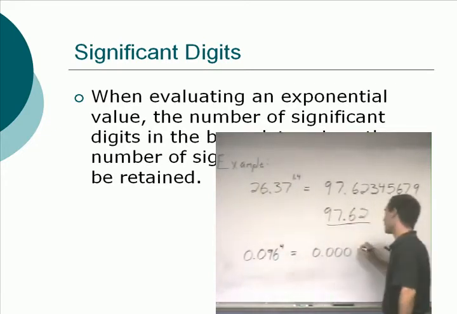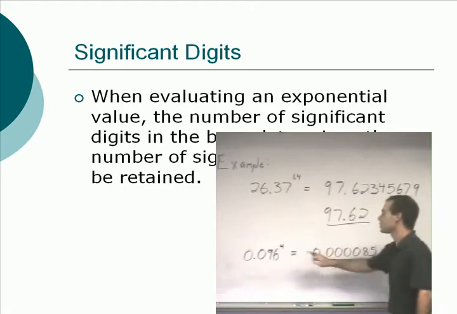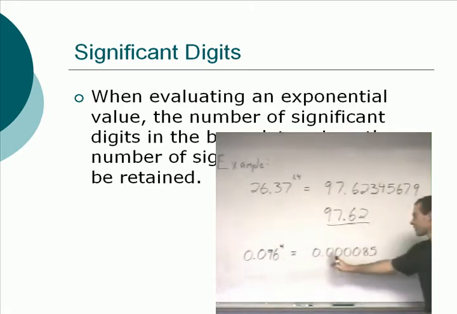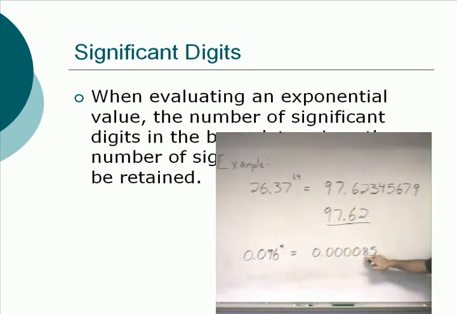0.000. One more? That's right. 2 sig digs here. All these zeros are only placeholders. All they're doing is pushing the decimals in there. And so here's our 2 sig digs in the answer. That's correct. 0.000085 is the right result.